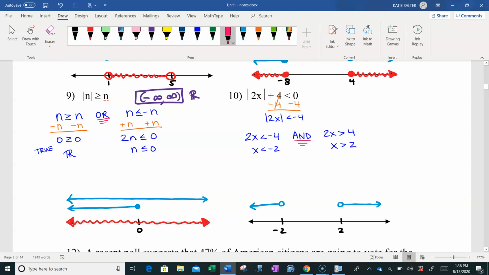Do not pull these graphs down. Some students will think, if this looks like an or problem, then make it or. It's not, it's and. So leave the number line blank. And the answer in this case is no solution.